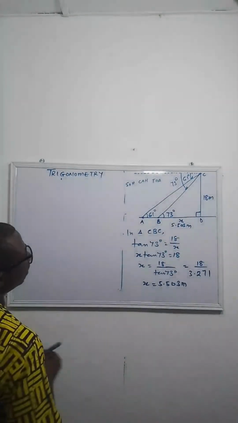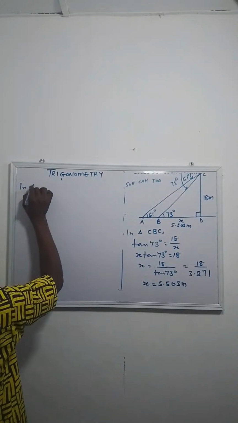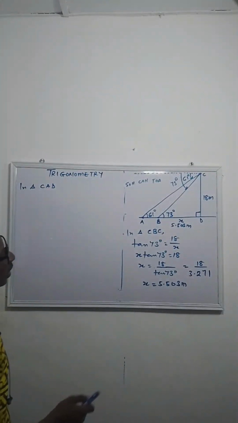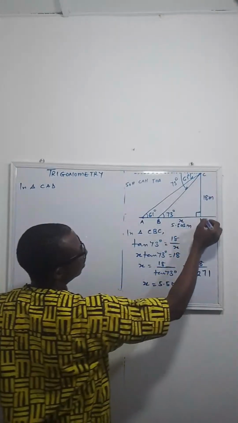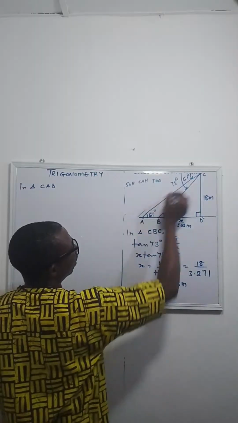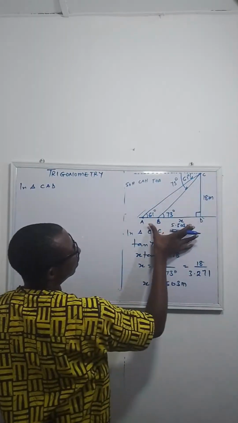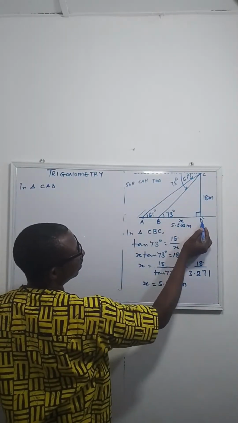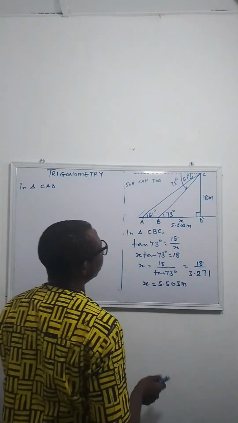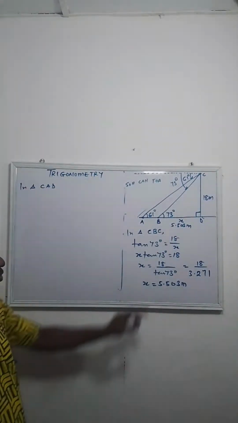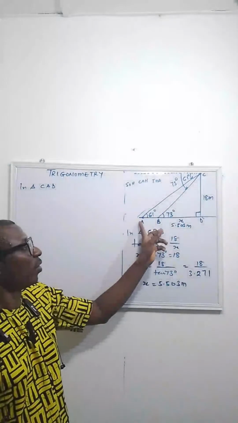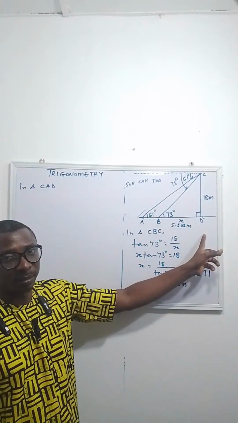All right, triangle CAD. Look at this triangle here. This is opposite, this is adjacent. AD is adjacent, while AC is the hypotenuse. So if you have to solve this, we have the opposite and we also have the adjacent here.